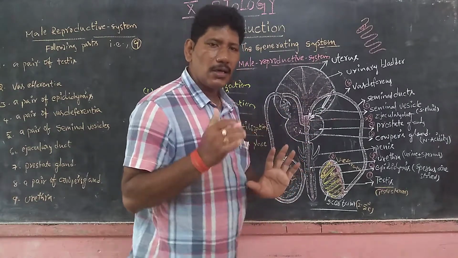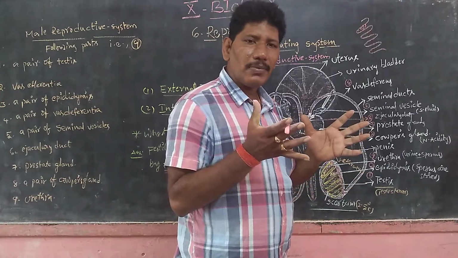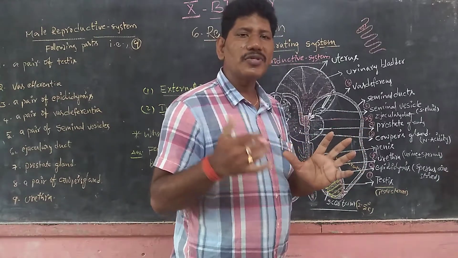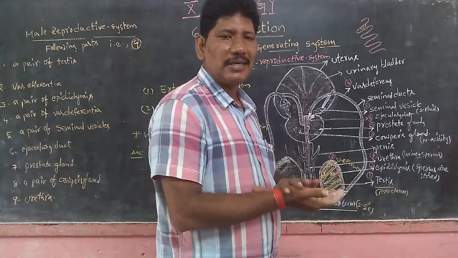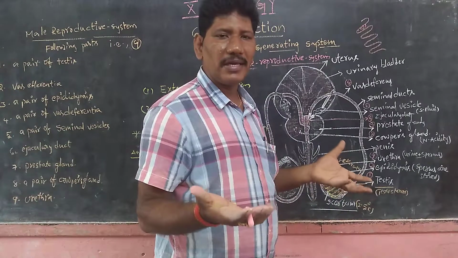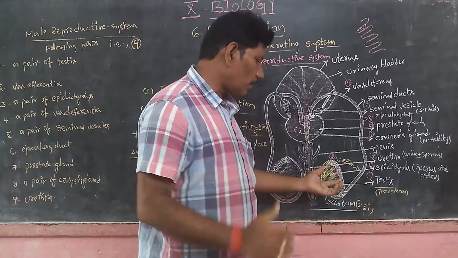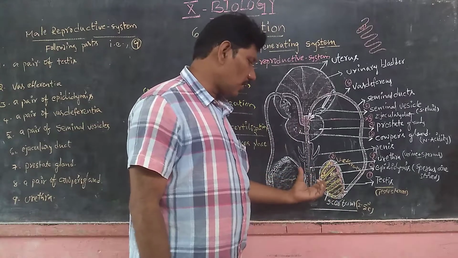Is it clear? Now, I am going to ask a question. Why is the scrotum present outside the abdominal cavity, especially in the male? So, what is the use of these male reproductive organs like the testes hanging outside the body?